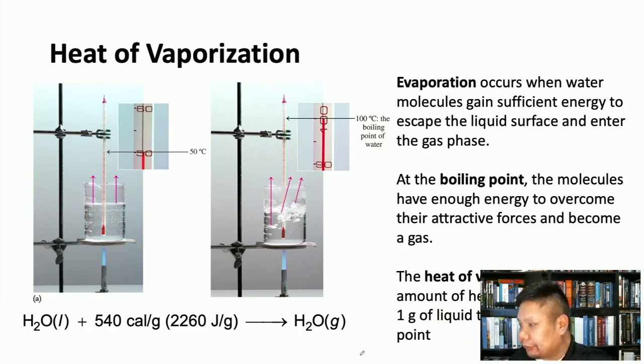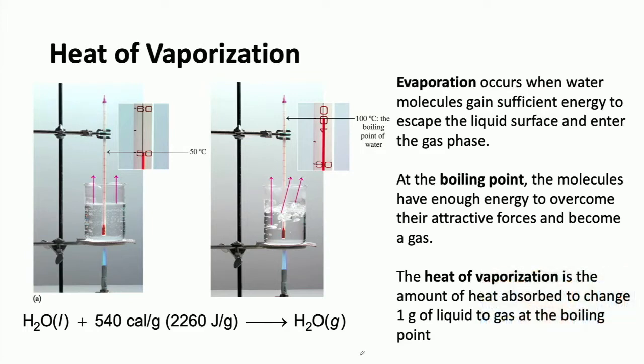And then the definition for heat of vaporization is being blocked by my head, so let me minimize my head real quick. The heat of evaporation, much like the heat of fusion, is the amount of heat absorbed to change 1 gram of liquid to gas at the boiling point. I'm just using water as an example. In this case, the amount of energy needed per 1 gram is 2,260 joules per gram, or 540 calories per gram of water to evaporate it, right?